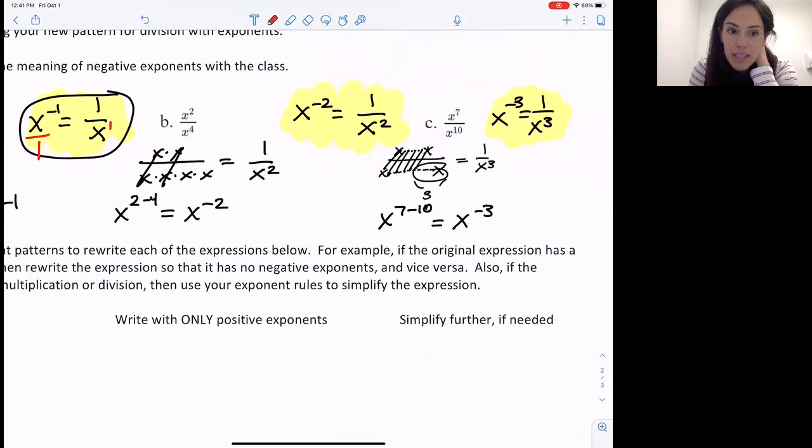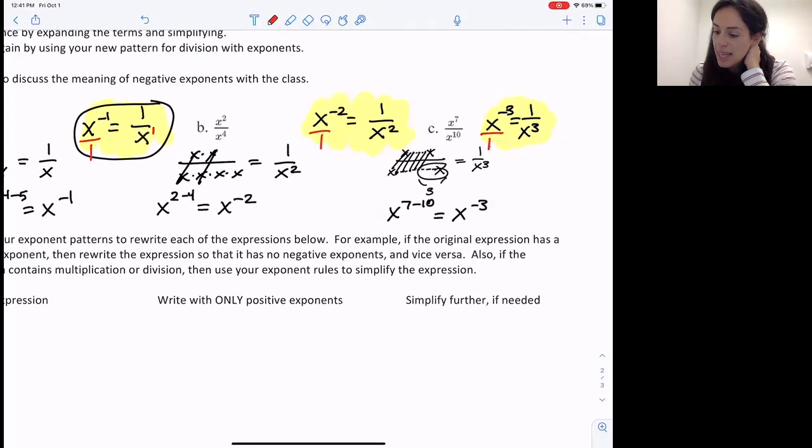Notice I have x to the negative 1. It comes down here to the denominator and becomes x to the positive 1. Same here. I have x to the negative 2 in my numerator. It gets sent down to the denominator and becomes x to the positive 2. Here I've got x to the negative 3 in my numerator, and it gets sent down to my denominator and becomes x to the positive 3.